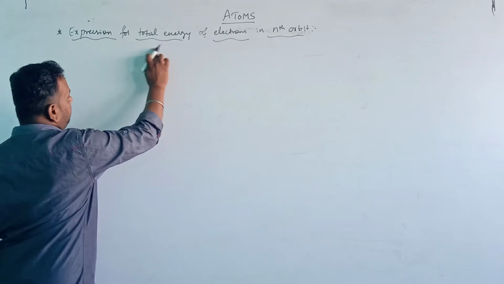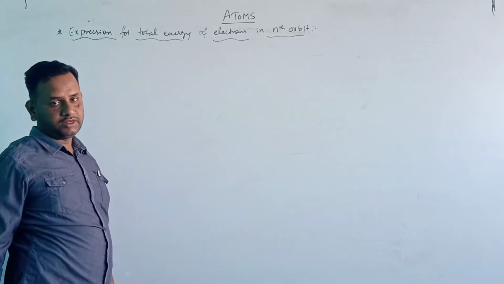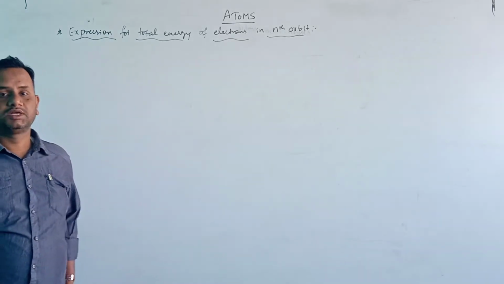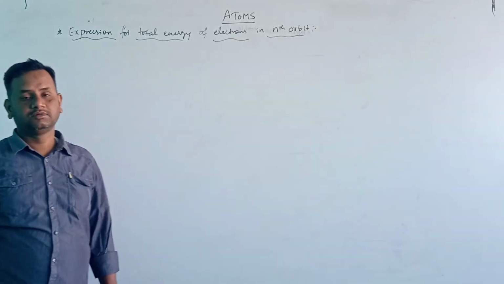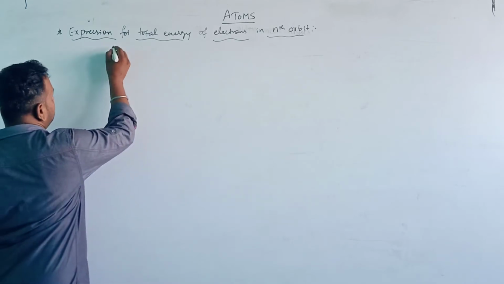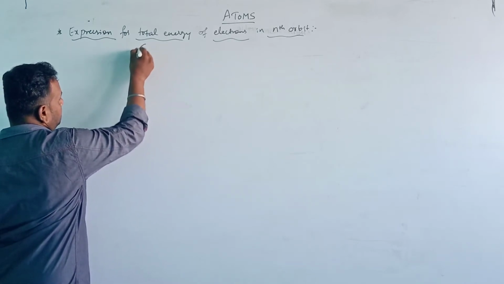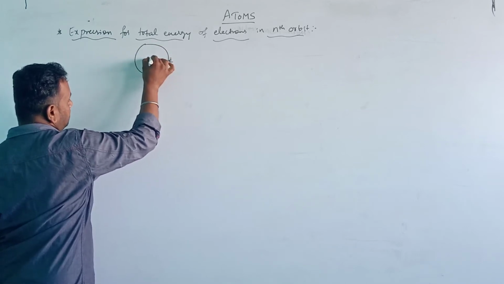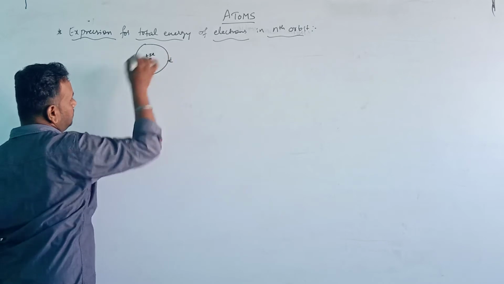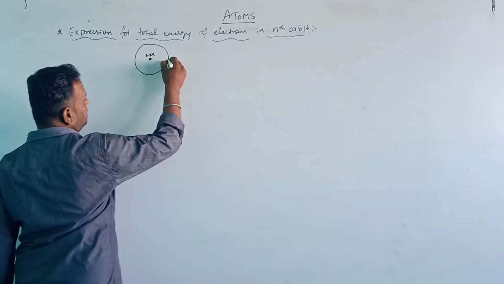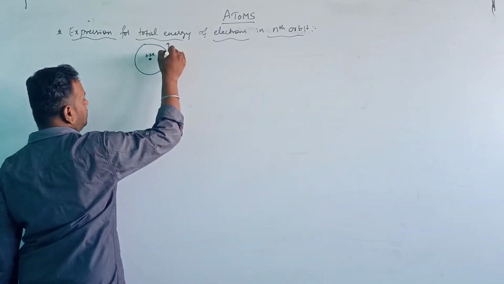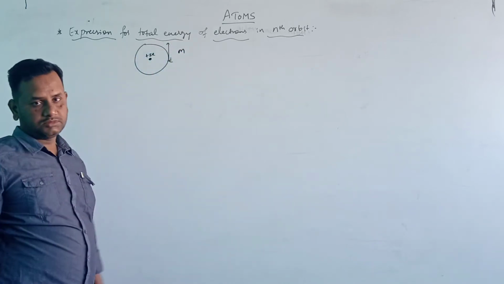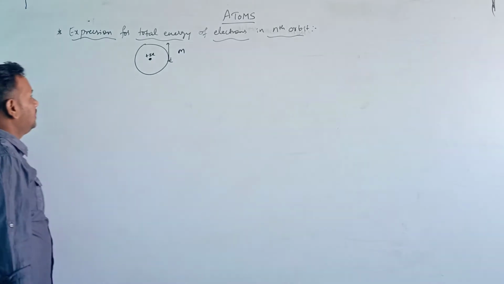So as all of you know, in the last two derivations we have considered an electron which is revolving around the nucleus in an atom, whose mass is m. We have considered an electron which is revolving around the nucleus of charge Ze, having a mass m.